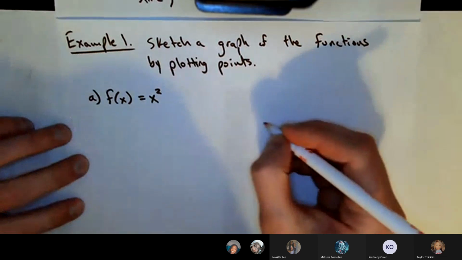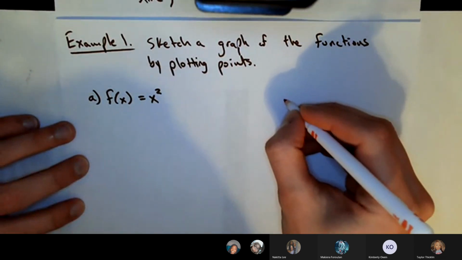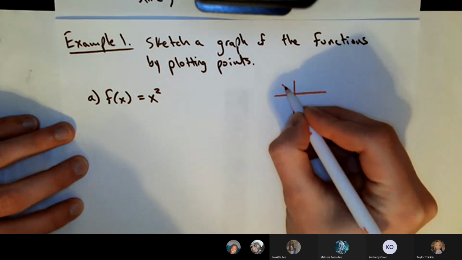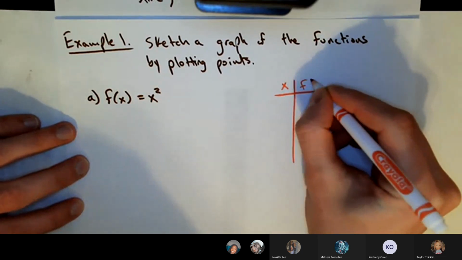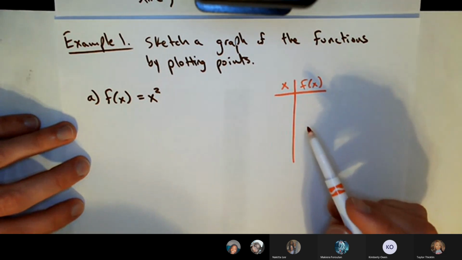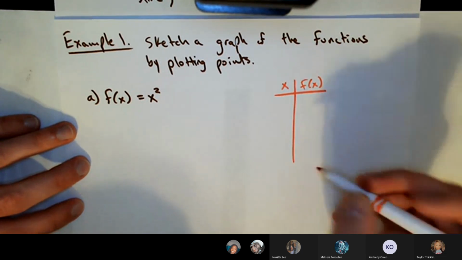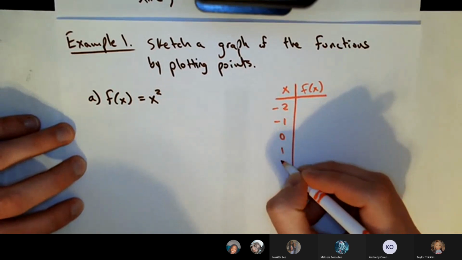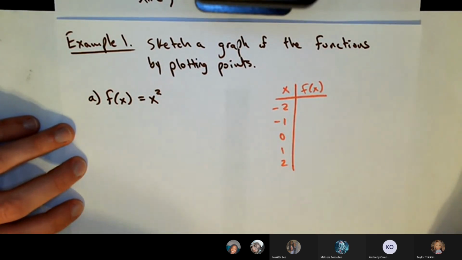Now, we know from prior experience that a good set of values to plot for this function, so x here and f of x here, are the whole numbers, or rather the integers, between -2 and 2. Those 5 values.